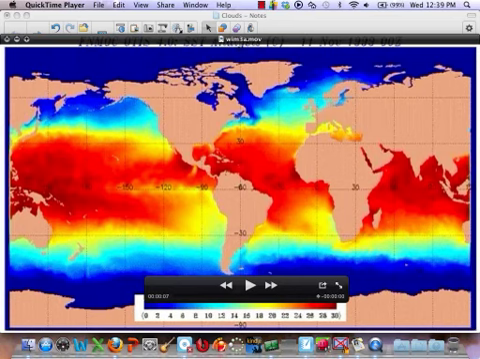Which desert? Look at the Sahara Desert. As those winds push all that sand out into the ocean, it actually fuels those storms.